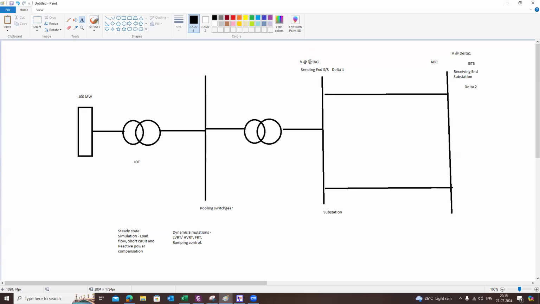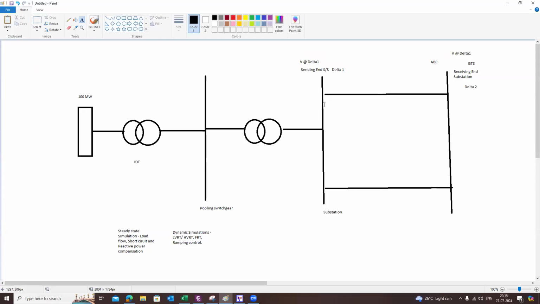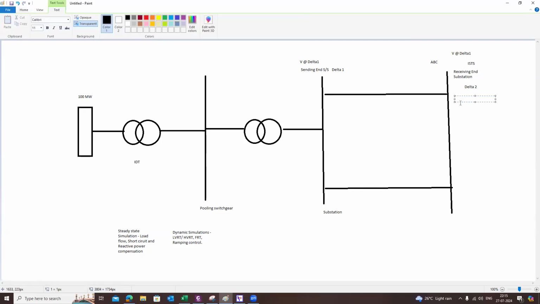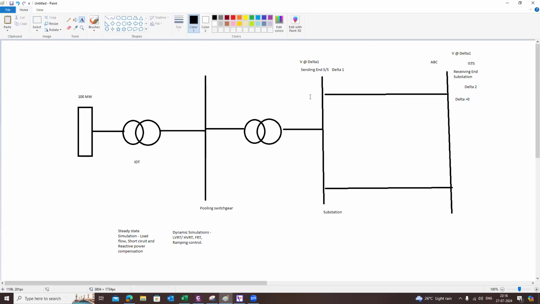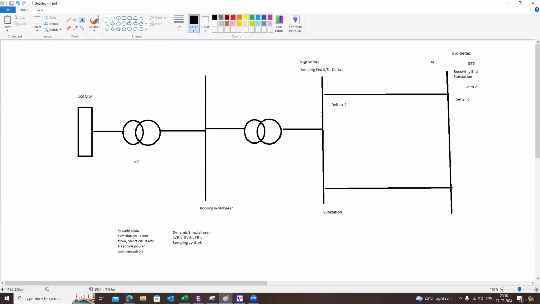Here, delta 1, I'm considering, let's suppose this is a receiving end substation, and for this network I'm assuming that delta is 0. When power flow has to happen, there should be some angular difference from this bus to this bus. So delta equal to 0 for this bus, and when the power has to flow from this bus to this bus, the delta will be something like 2 degrees. Then the power flow will happen.